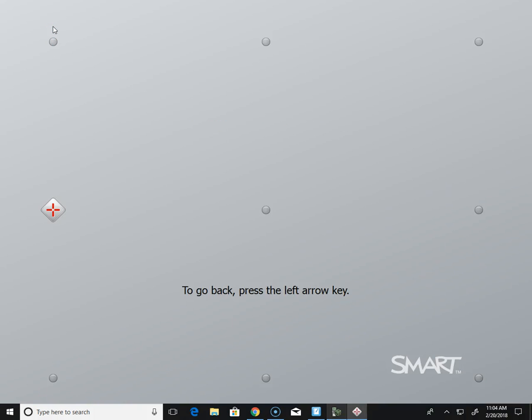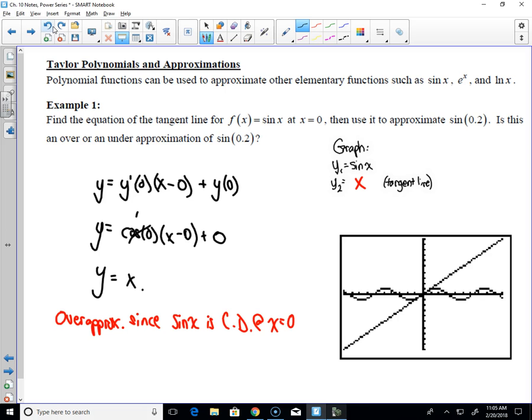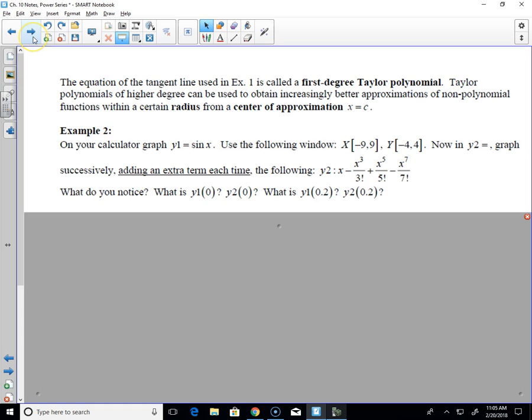What happened in your calculator? How cool does that look? It introduced you to the idea that tangent lines are probably one of the worst approximations. Look at your calculators over there. So what happened?